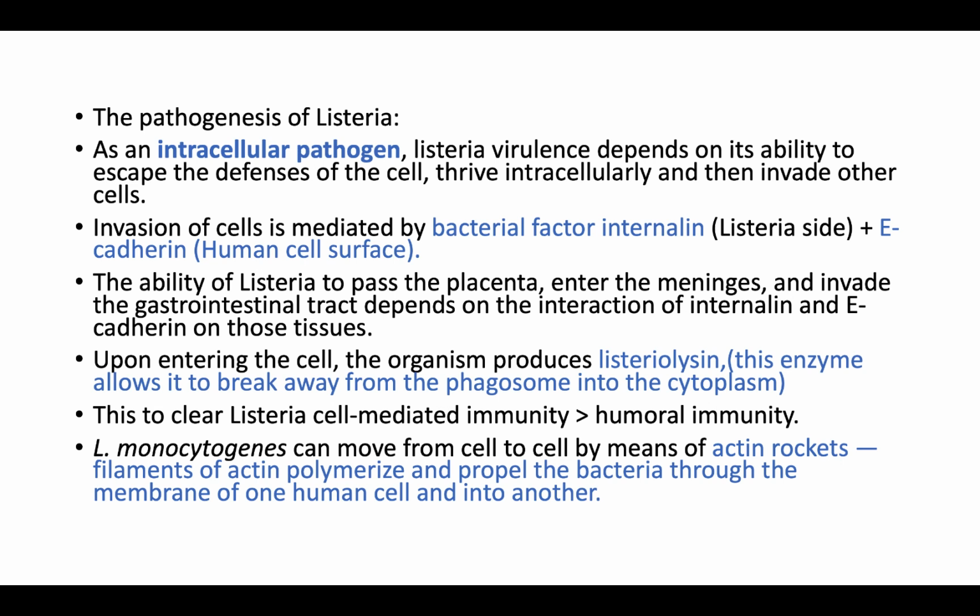So from here, it can move from cell to cell by what are called actin rockets. These are filaments of actin polymerization. They polymerize the actin and it acts like a spring, making it very, very tight. Then they release these actin filaments and cause a propulsion which can propel the bacterium from one human cell into another.